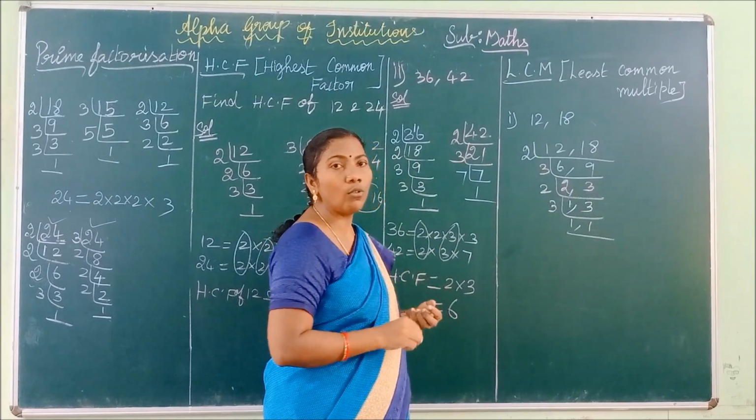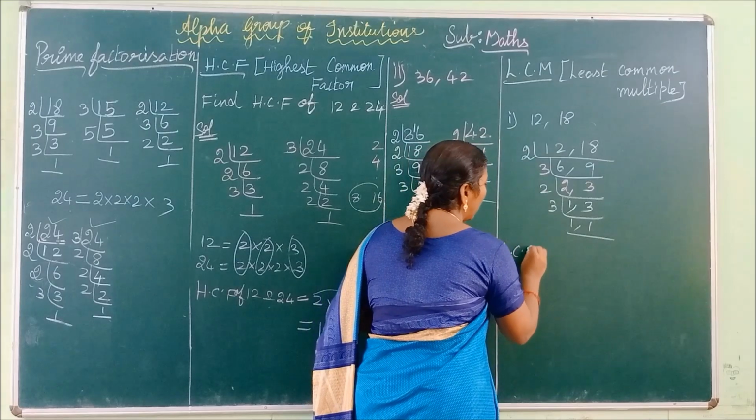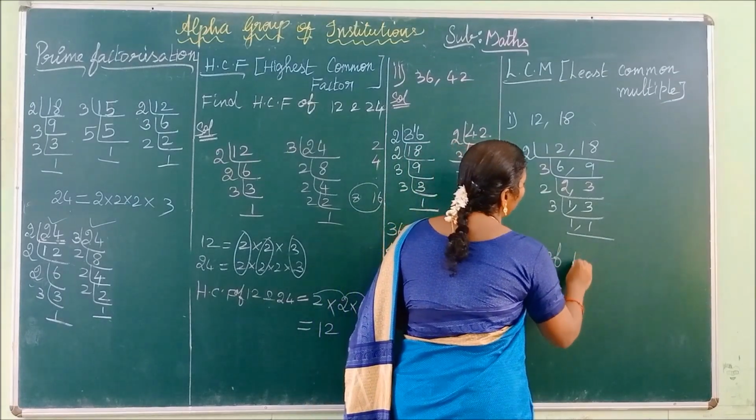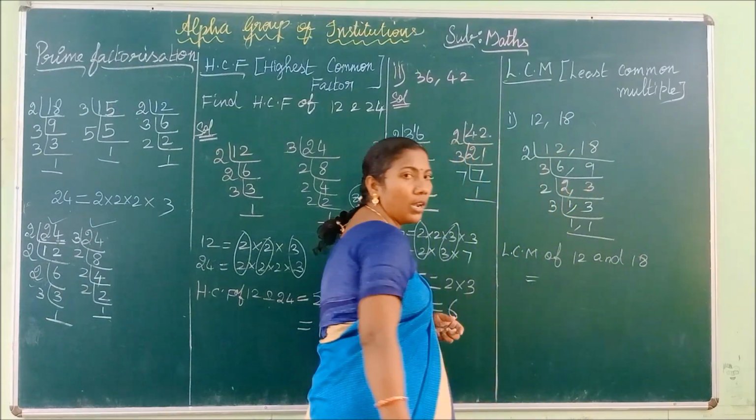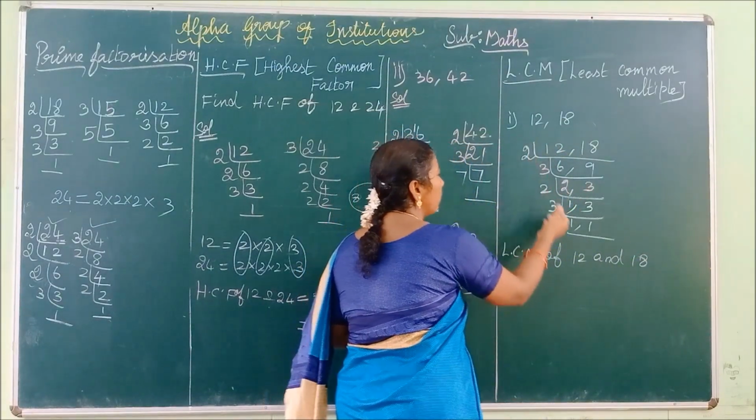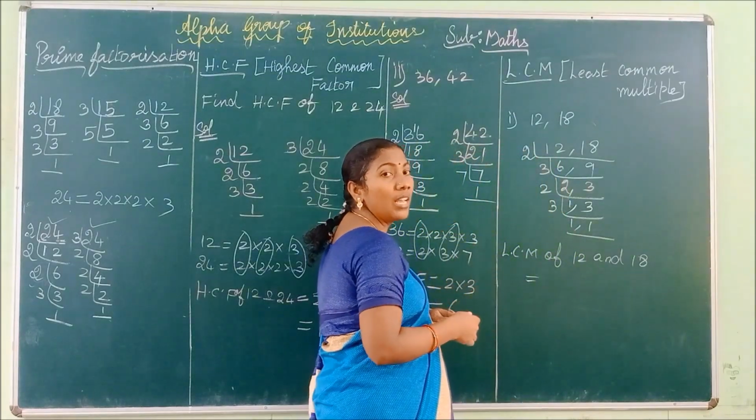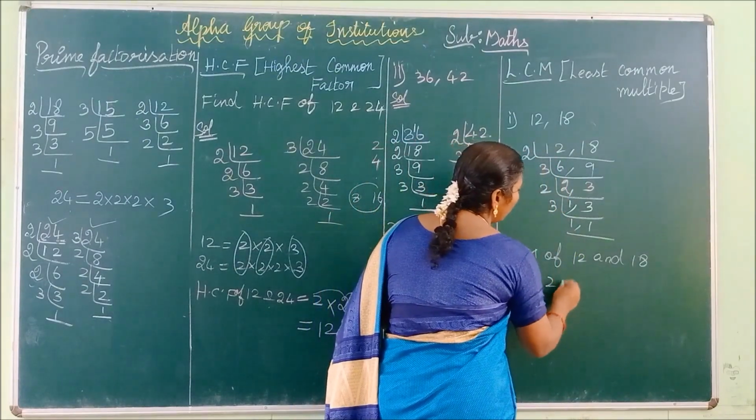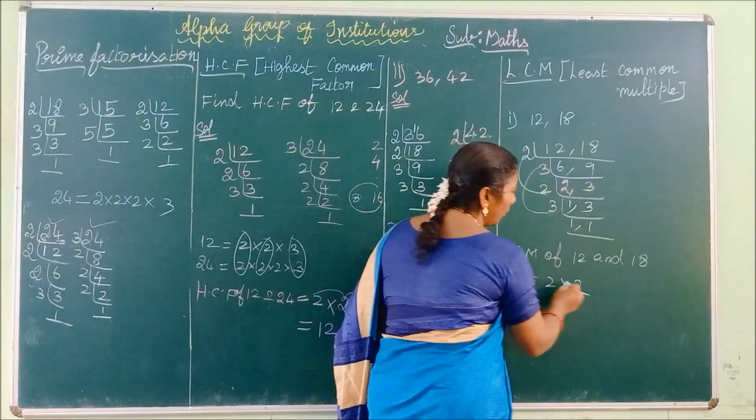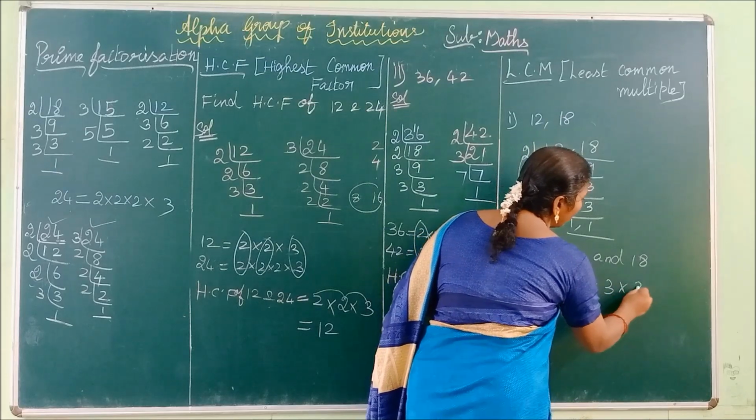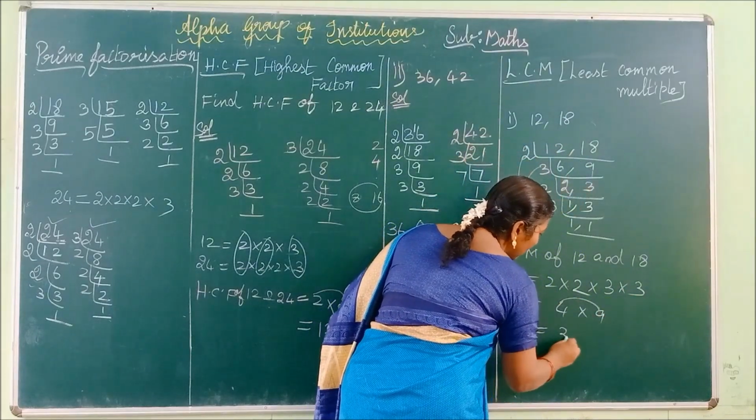Next we are going to find the LCM of 12 and 18. How are we going to find it? By multiplying these prime numbers, we are going to find out the LCM of 12 and 18. What are the prime factors? While you are writing the numbers, you must follow ascending order. 2 into 2, 2 comes 2 times and 3 comes 2 times. So 2 into 2 into 3 into 3. 2 2s are 4. 3 3s are 9. So 4 9s are 36.